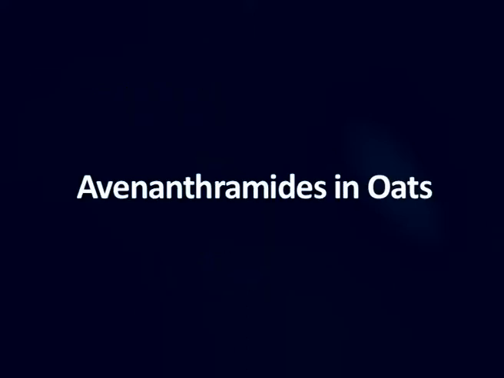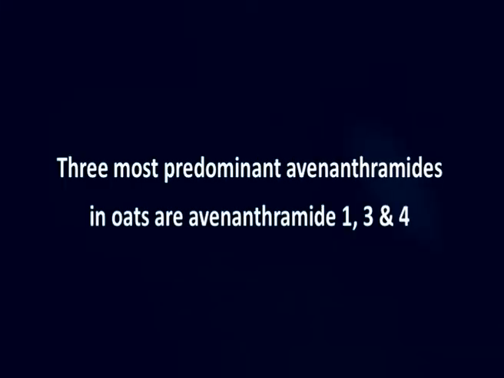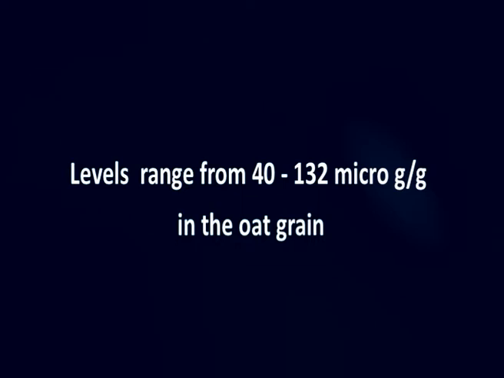Avenanthramides in oats. Avenanthramides are phenolic compounds and consist of anthranilic and hydroxyanthranilic acid linked to one of several hydroxycinnamic acids through an amide bond. Oats are the only source of avenanthramides. The three most predominant avenanthramides in oats are avenanthramide 1, 3 and 4. Its levels range from 40 to 132 micrograms per gram in the oat grain. It is heat stable during processing.